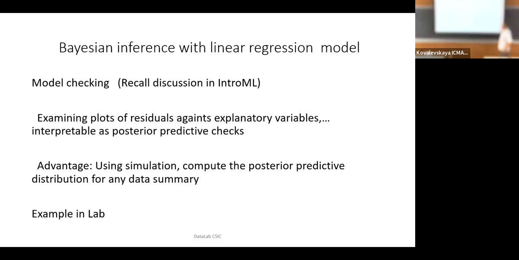Final comments. In the intro ML, we talked a little bit about model checking, something like 6 or 7 ways that a linear model or regression model could go wrong. So the same kind of things. But the good thing is that we can actually use simulation and compute the predictive distribution of all data summaries. Remember that we were using various types of data summaries. In this case, we can be much more informative. So that's quite good. And there's one example in the lab.